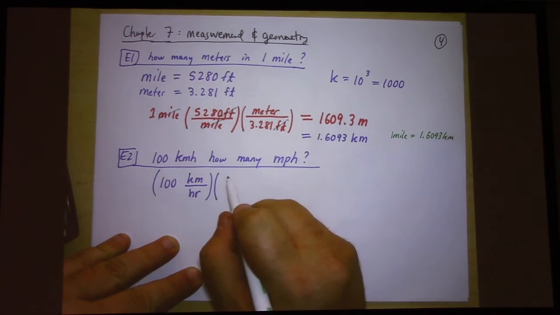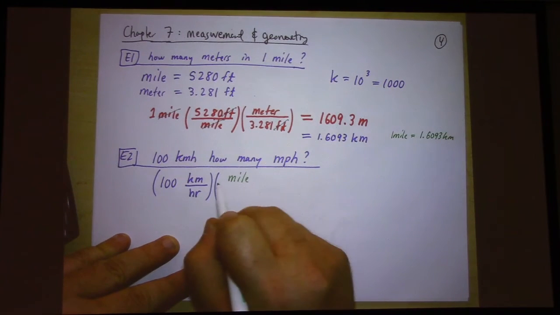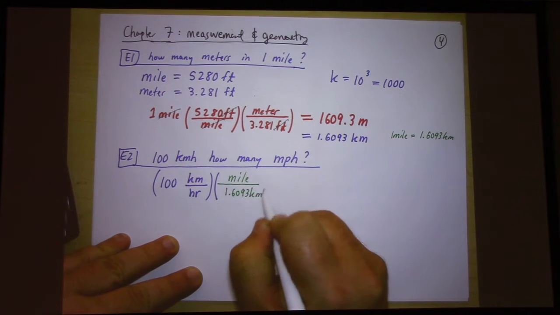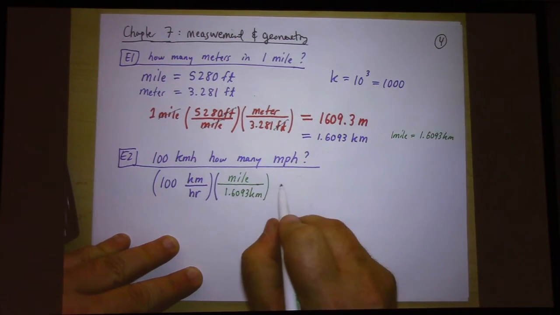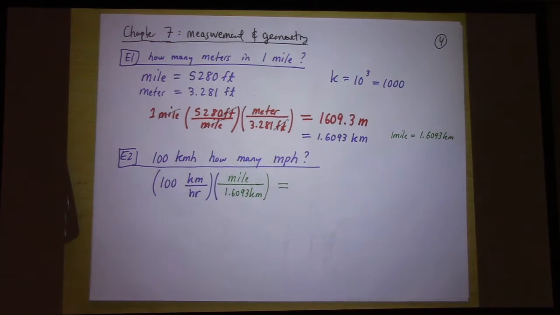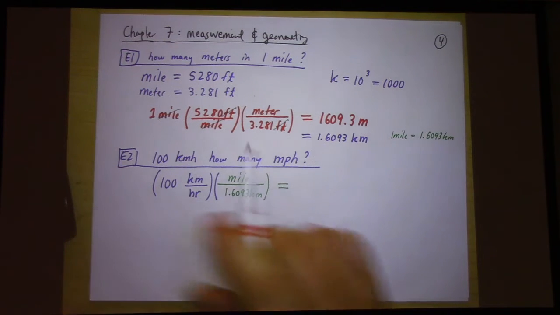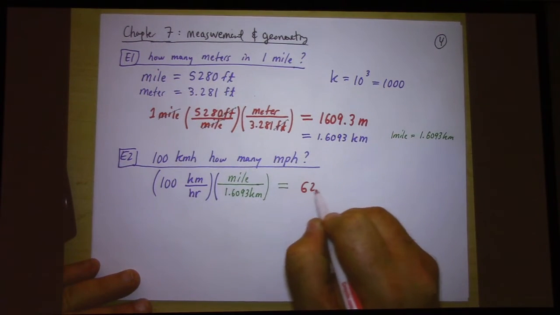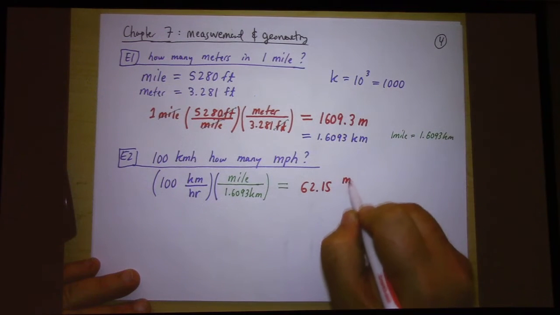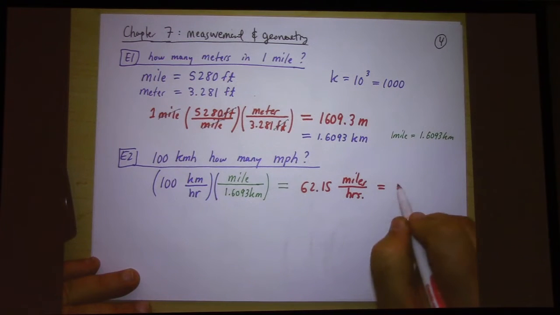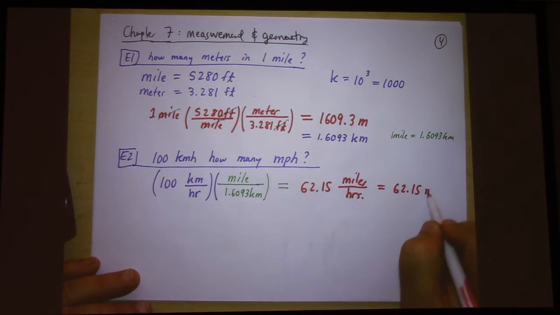So I can use that down here. I can say, well, a mile divided by 1.6093 kilometers, and see, I'm just multiplying by 1 there. And when I multiply that out, my kilometers, they're canceling, and we get 100. What's 100 divided by 1.609? So we get 62.15 miles over hour, right? Which we usually write as 62.15 miles per hour.